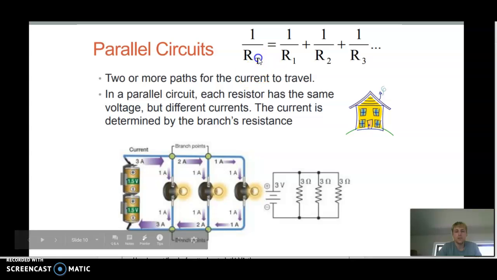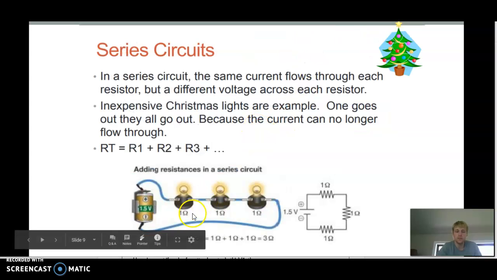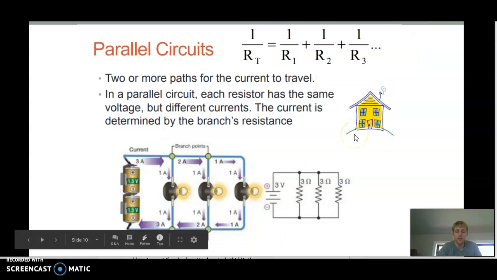Finally, the total resistance is actually really tricky to calculate in this circuit. It's given to you by this formula. 1 over the total resistance is equal to 1 over each of the resistances added together. I'm not going to ask you to apply this formula, but it is something to note. It's very, very different from this really simple formula.